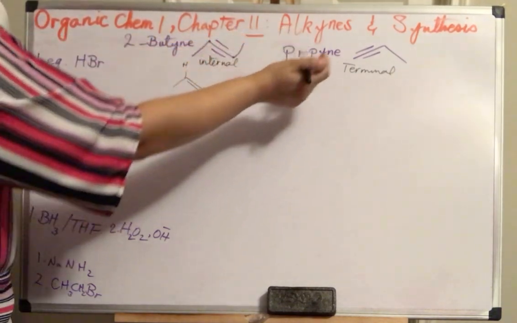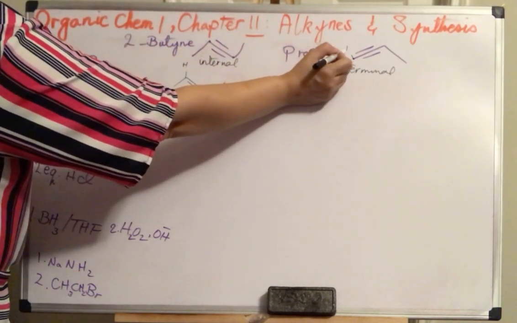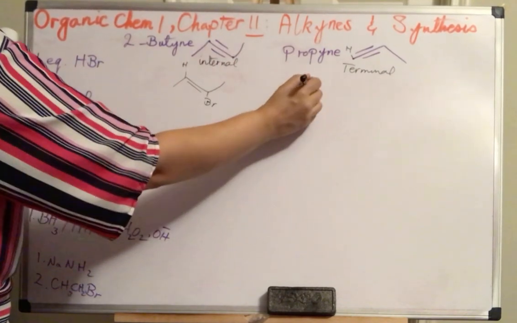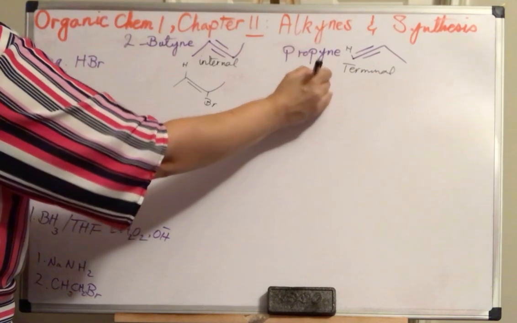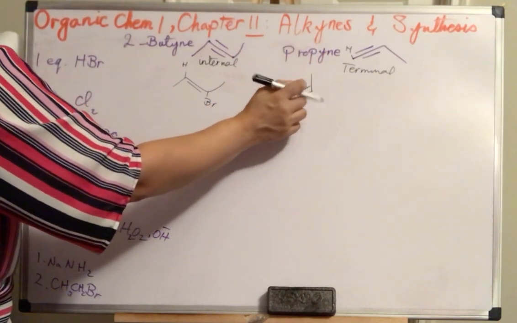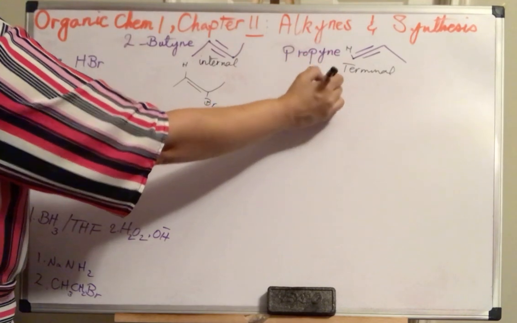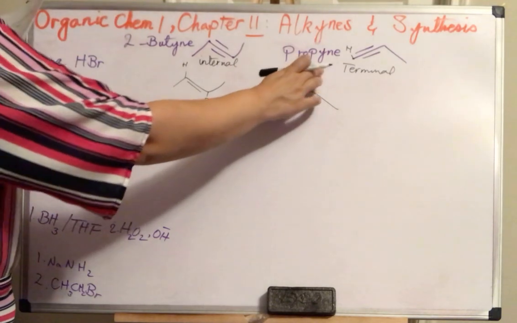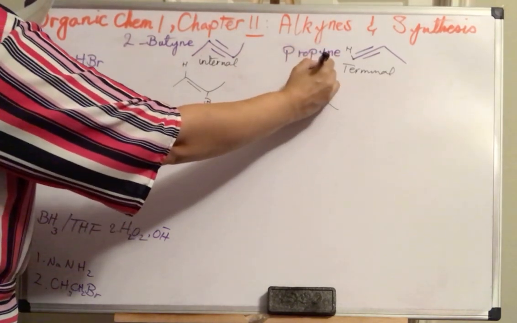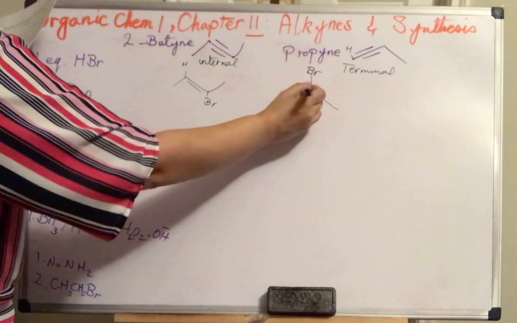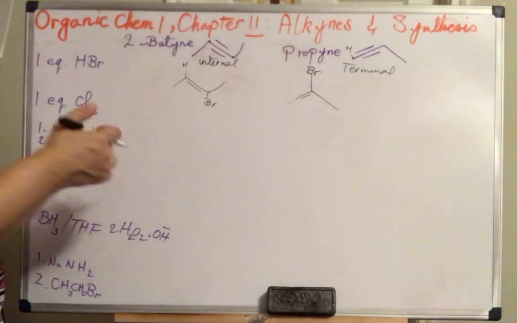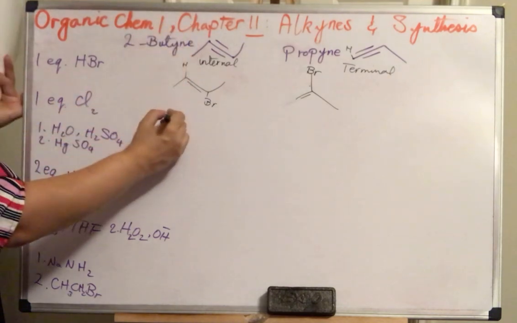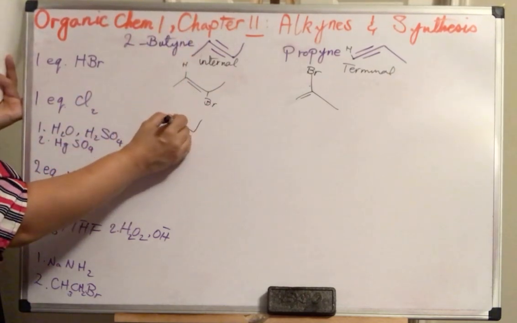For propyne, this carbon has a hydrogen. So the Markovnikov reaction will form this product. Hydrogen attaches to this terminal carbon and you will end up having bromine on the second carbon. That's what you will have as the product. You can put the double bond on top or on the bottom, it doesn't matter. Bottom is more common.